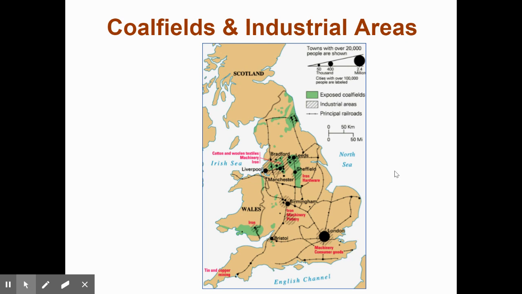Here you can see the development of railroads and how railroads connected coal mining areas and urban areas that were the sites of factories. They also connected iron producing areas. So between the railroads and the canals, Britain in the 1800s became very well connected.